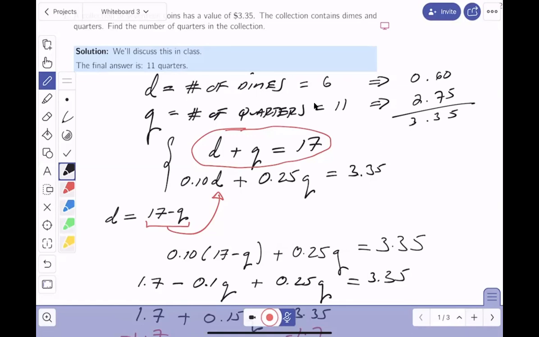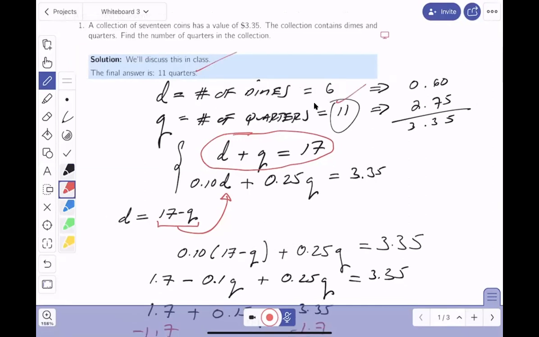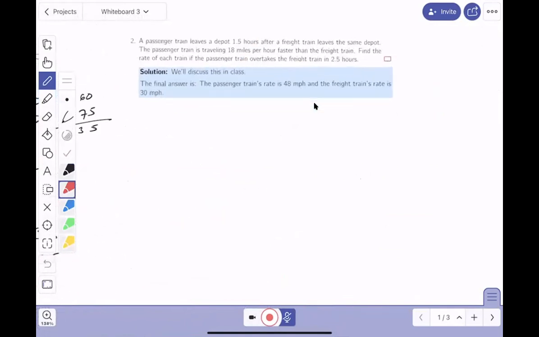What was her question? How many quarters are there? I got it right here. There's 11. And look at the key. It says 11 over there. All right, let's go to number 2. And number 2 is right here.